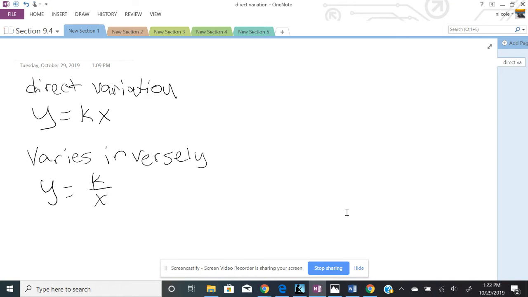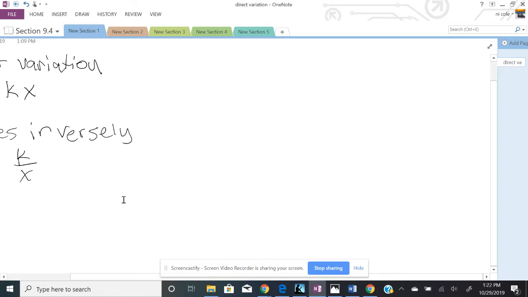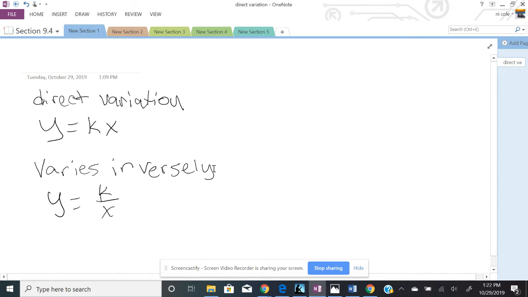We are looking at direct variation and varies inversely. With a direct variation, basically what that says is x increases, y increases. If x decreases, y decreases. With an inverse variation, as y gets bigger, x will get smaller, or as x gets bigger, y will get smaller. That's the difference between direct variation and varies inversely.